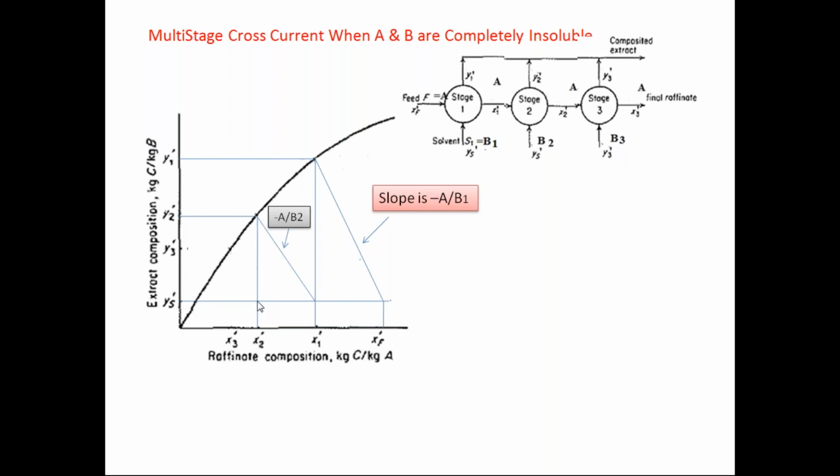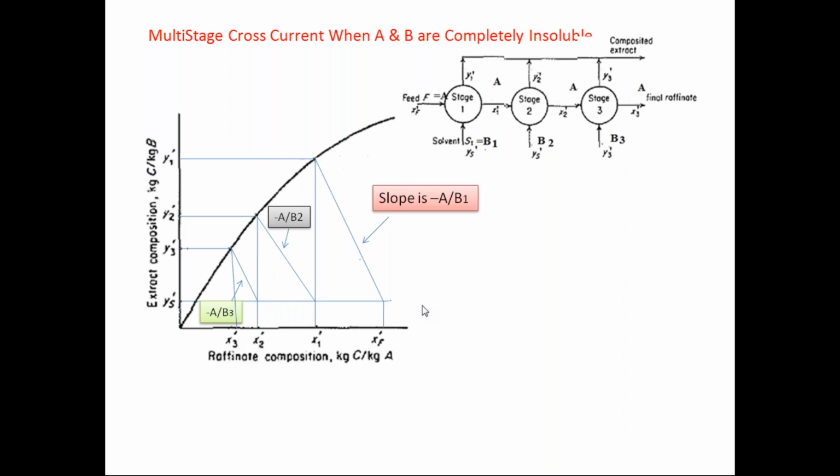So this is the starting point. From this starting point again, you have to draw one line with the slope of minus A by B3. With minus A by B3, again you draw a line. This slope is minus A by B3. Now you will get this extract concentration, that is Y3 prime, and final raffinate. If you use only 3 stages, this is X3 prime.